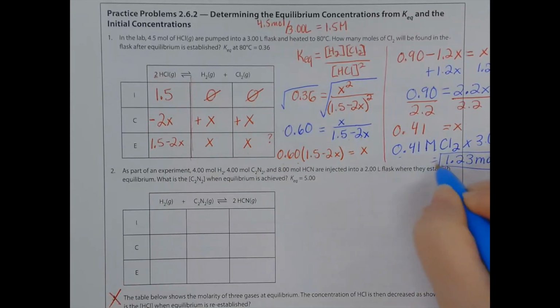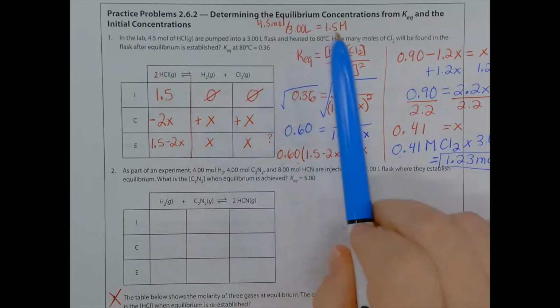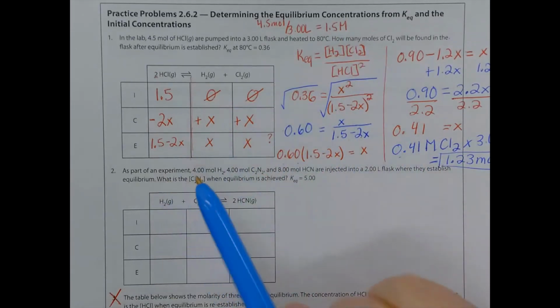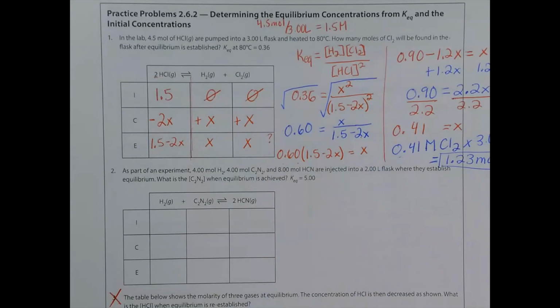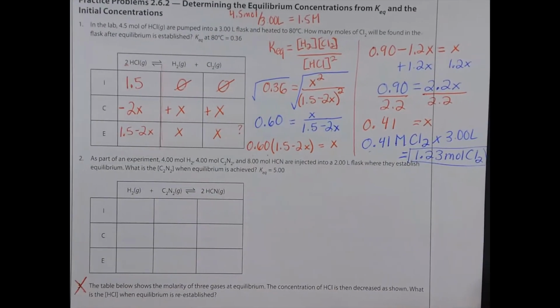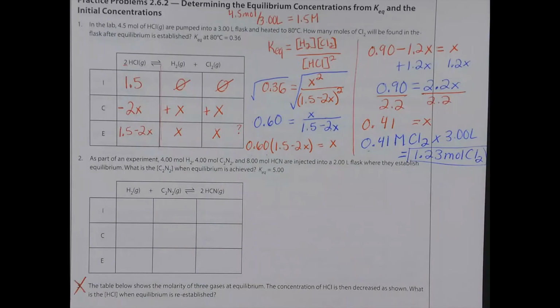So that's kind of an extra step on this one. Sometimes it might ask for what's the concentration of chlorine, that kind of thing. This one asks for the moles specifically. Okay, so that is our final answer there, 1.23 moles of chlorine.